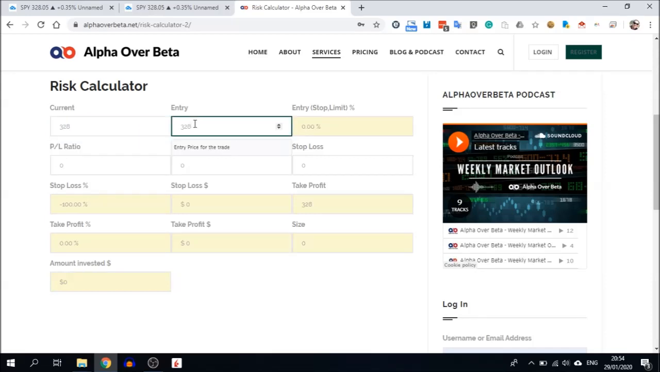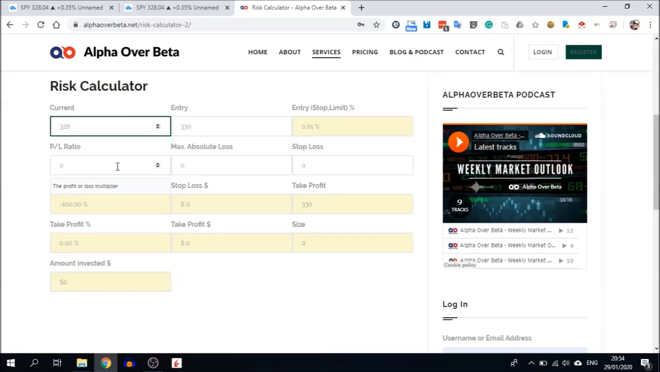Say we would like to enter the market at the current price, which is 328. So we input another field, which is 328. You know what? Let's say that I'm going to enter the market at 330. Okay, so 330 here. That's about 0.61% from the current price of 328.